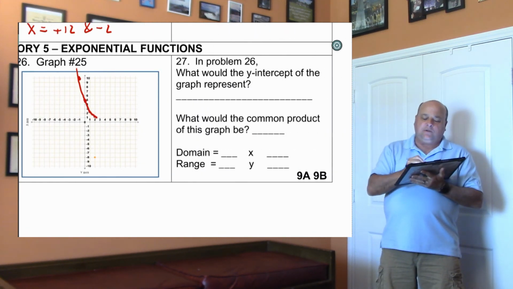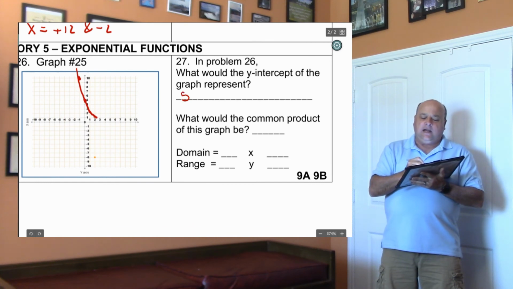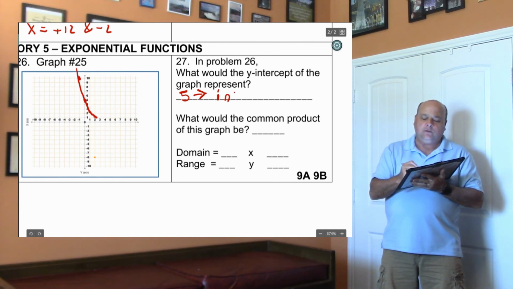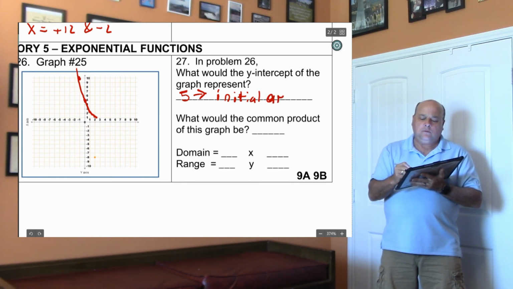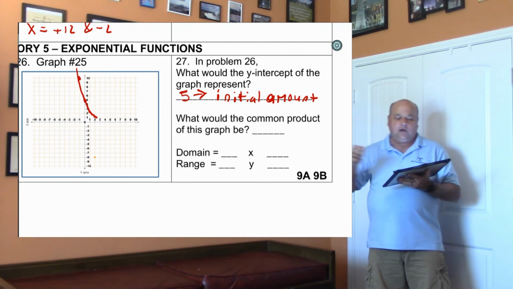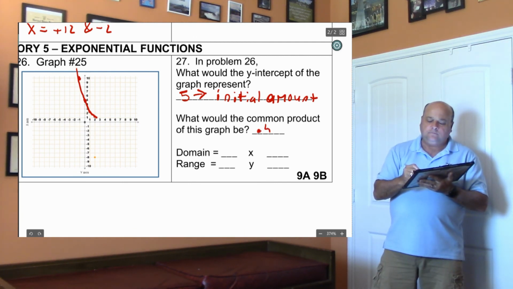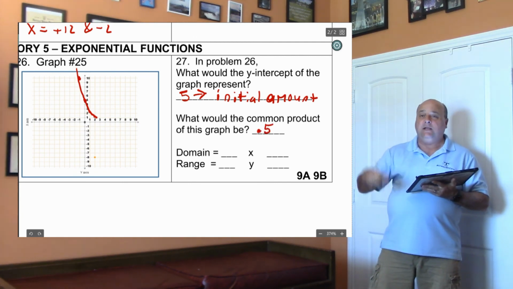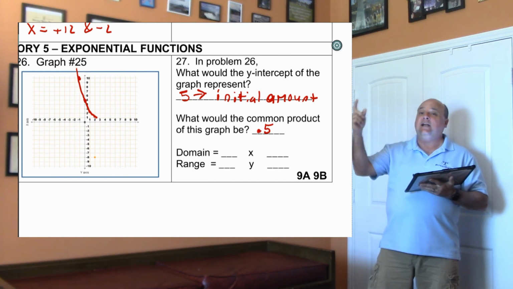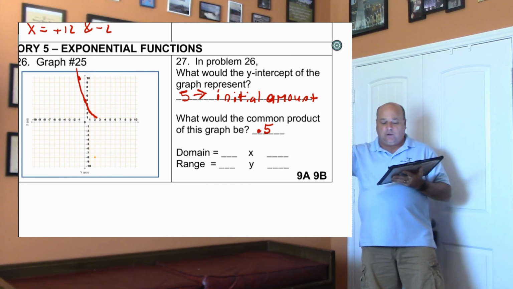The y-intercept of the graph is 5. And in a real-life problem, that's the initial amount, right? Okay, the common ratio would be 0.5 or 1/2. That means it's exponential decay, right? Because the graph goes down.